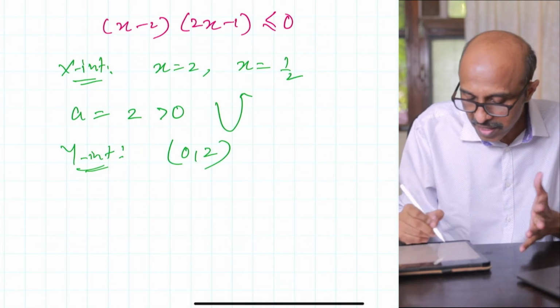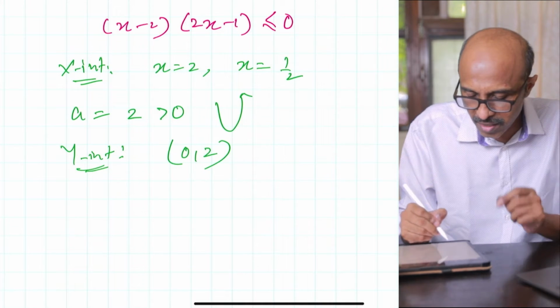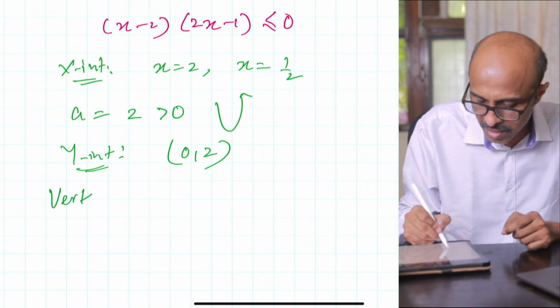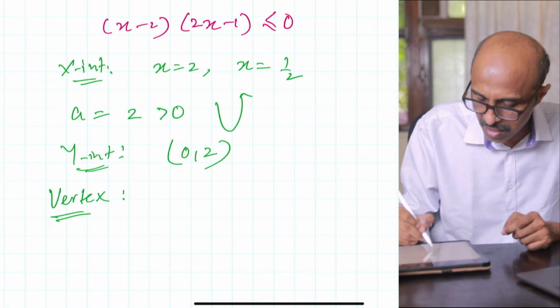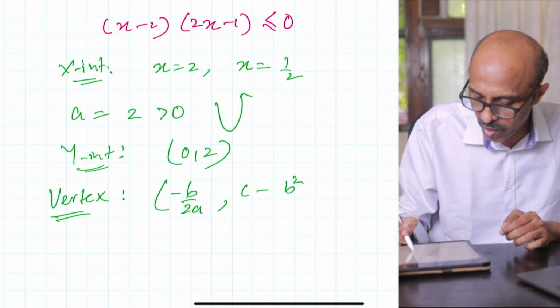You can also go ahead and find the coordinates of the turning point. I'm just going to identify the x coordinate. So the coordinates of the vertex are going to be, remember, negative b over 2a for the x coordinate, and the y coordinate is going to be c minus b squared over 4a.